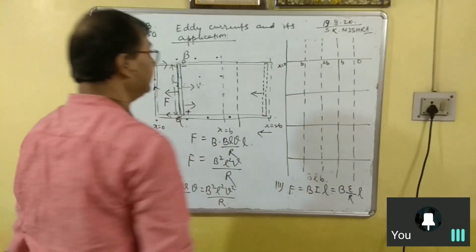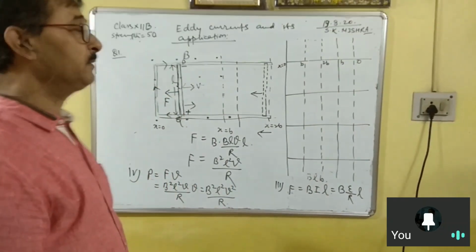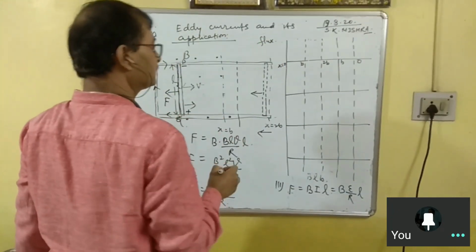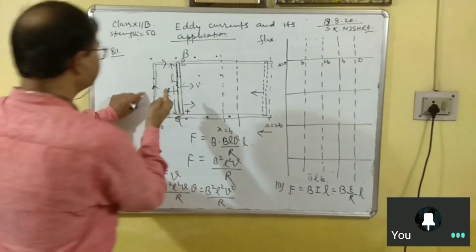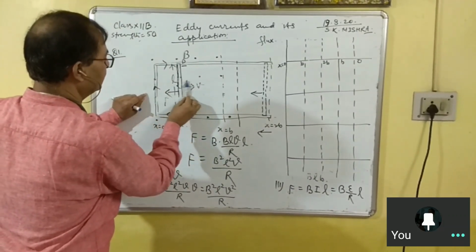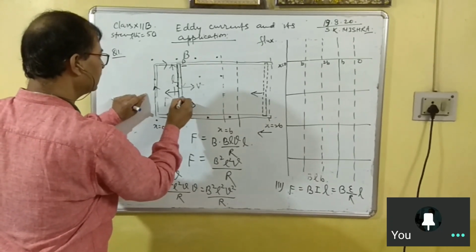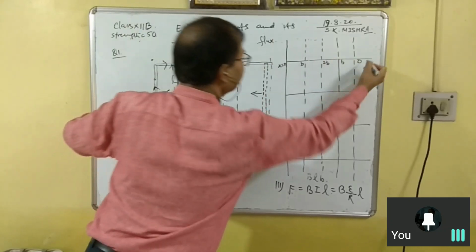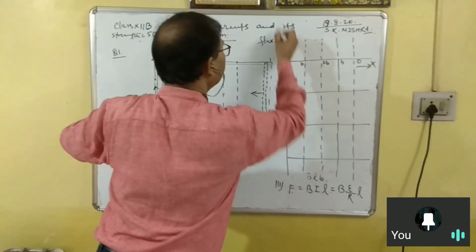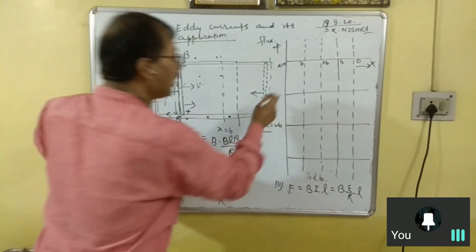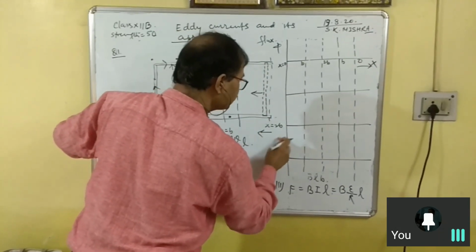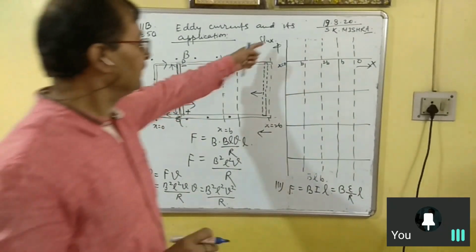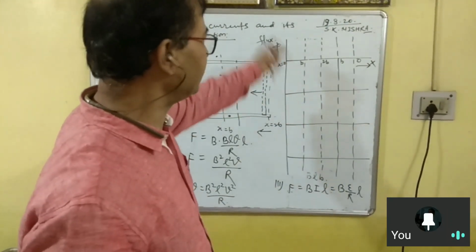So what will be the graph? The first graph is the induced flux, that is B L B flux. Draw the graph of magnetic flux. On the y-axis we take flux and on this axis x. Then we will plot induced EMF, then force, and then power. You can make them separately, but we are drawing them in the same graph.